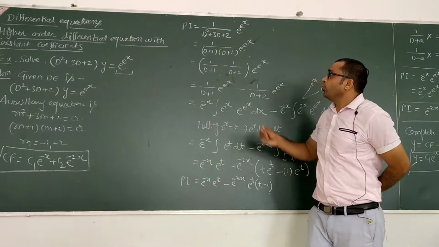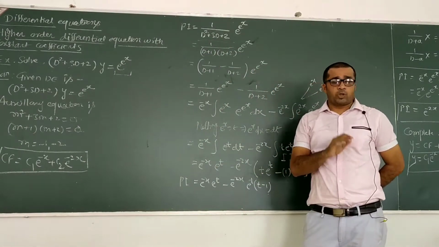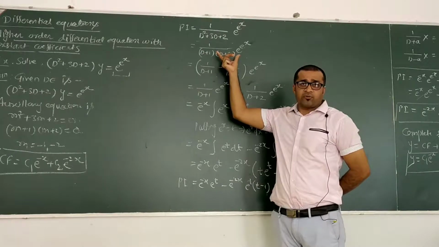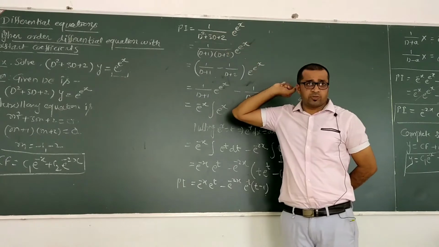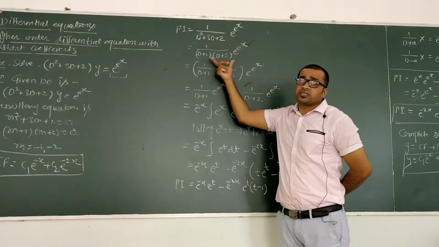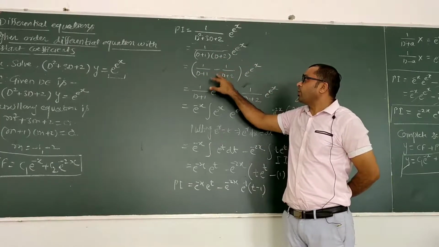In the general method, what we do is factorize this denominator into linear factors. So we will make its linear factors, so that will be (D plus 1) and (D plus 2), that you can factorize here because 1 into 2 is 2, and 1 plus 2 is 3, which is present here. That's why we do the factorization. Now we do the partial fraction. I write down this fraction as 1 upon D plus 1 minus 1 upon D plus 2.